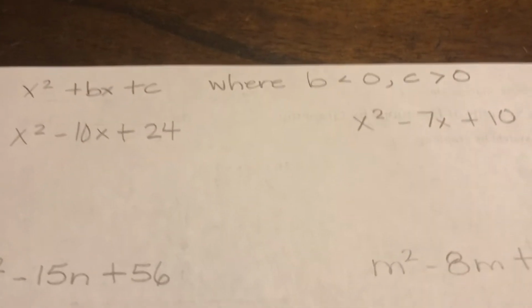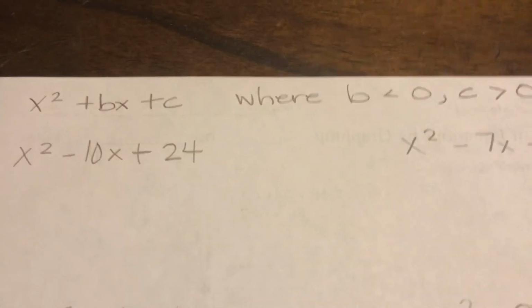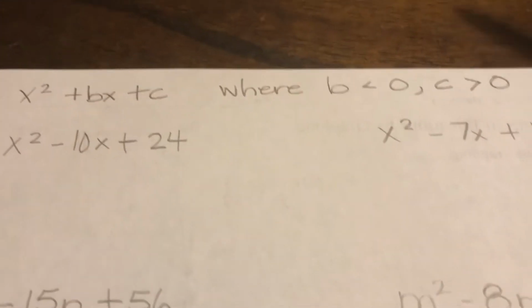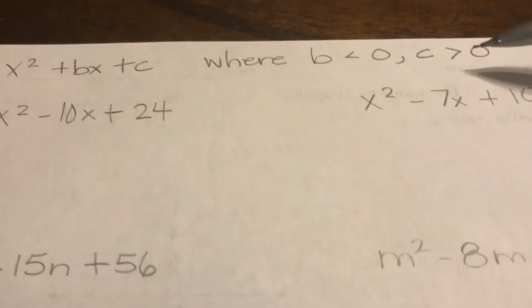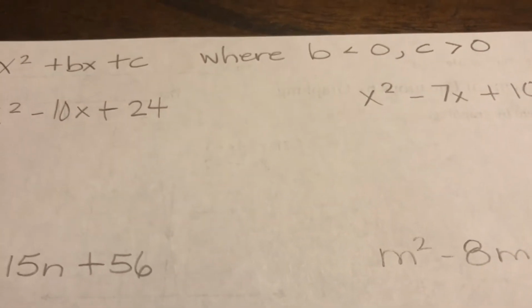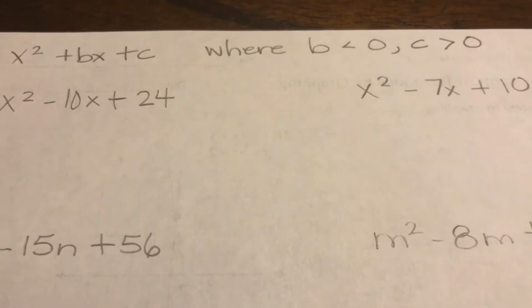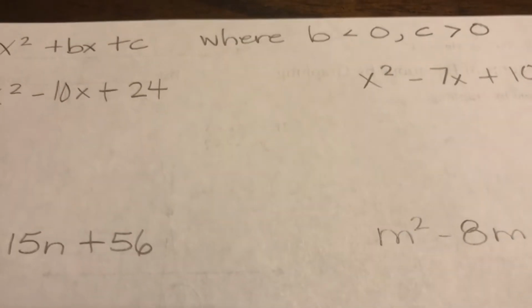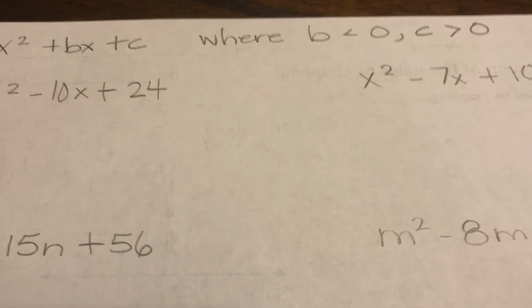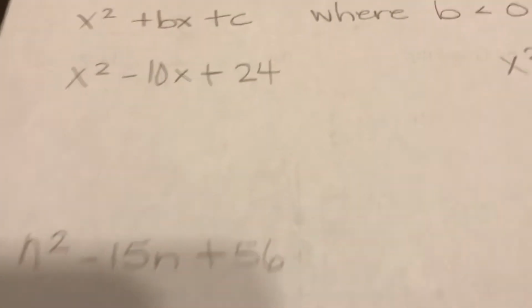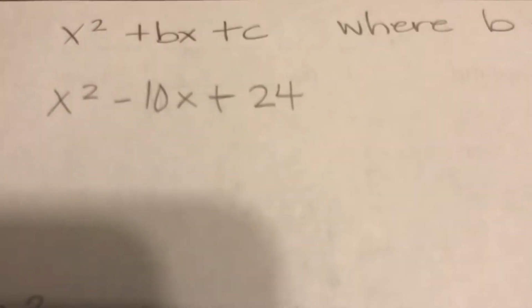Well, today what we're going to look at is the same thing where you have the trinomial x squared plus bx plus c, but this time b is going to be less than 0 and c is going to be greater than 0. So we're going to be subtracting that b. That b is going to be a negative, but that c is going to be a positive. And so if we had this, x squared minus 10x plus 24.